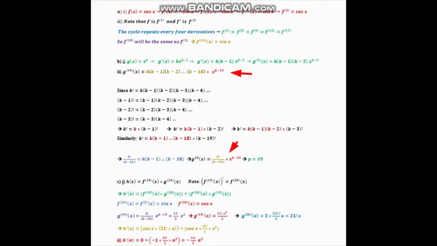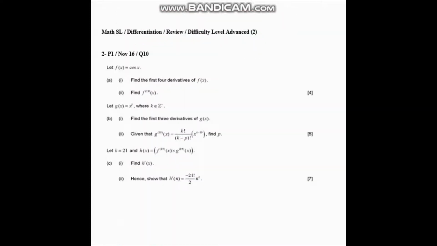k factorial over k minus p factorial times x to the power of k minus 19. I want to show that the expression that I've obtained for the 19th derivative looks like this, and to find p. So let's take a look at how to do that.